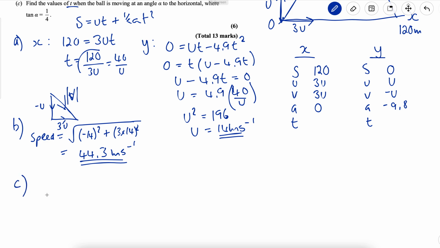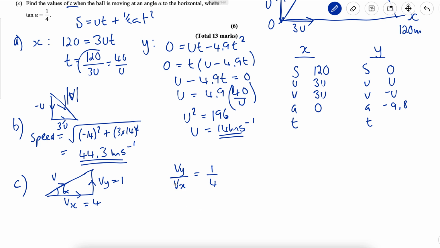So at some point, if it's travelling in that direction, its velocity will make this angle of alpha. So its horizontal and vertical components, Vy and Vx, will be equal to tan alpha. So tan alpha will be 1 over 4. So this will be equal to 1, and this will be equal to 4. So Vy over Vx will equal 1 over 4.